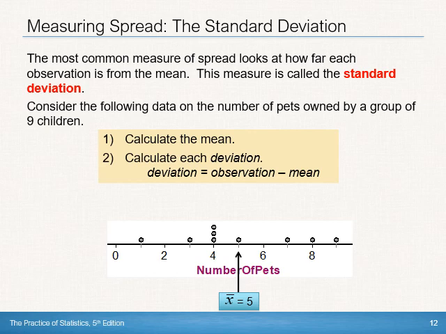So the mean is 5, and if we look at the observation of 1 pet, that would be 1 minus 5. So this observation has a deviation of minus 4, and this observation, 8, for example, has a deviation of 3. So one's positive, one's negative. It indicates what direction they're going in.